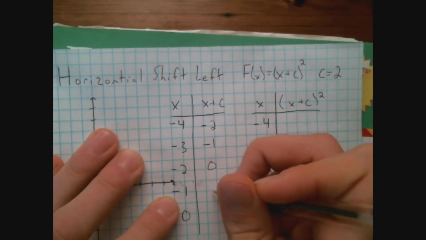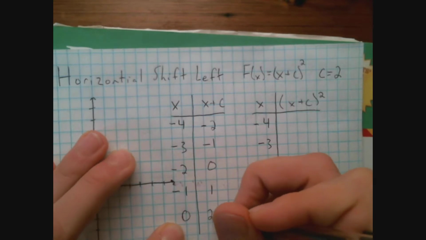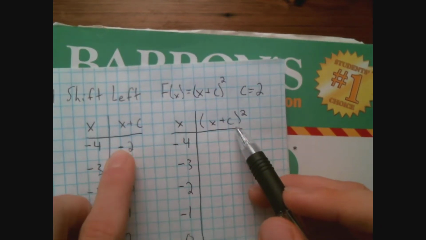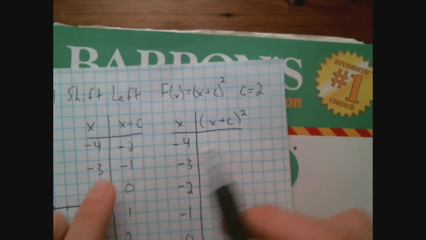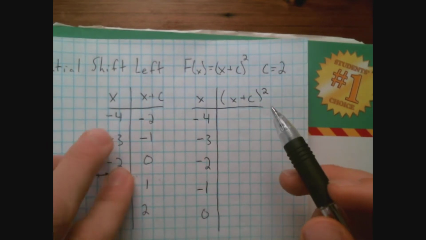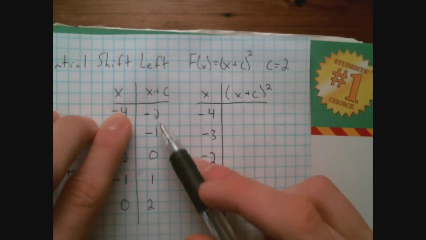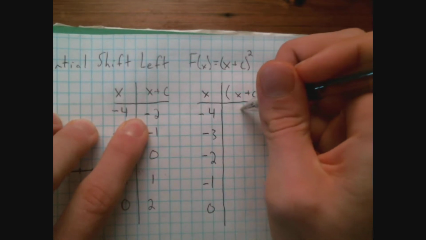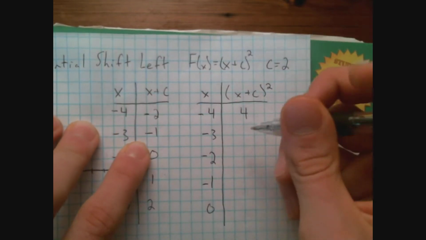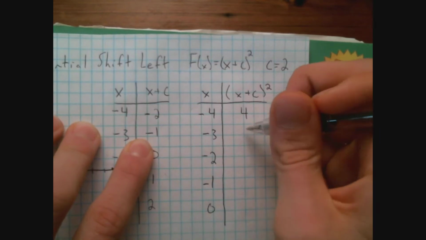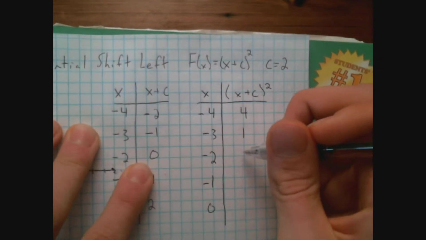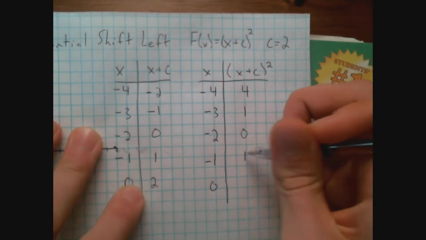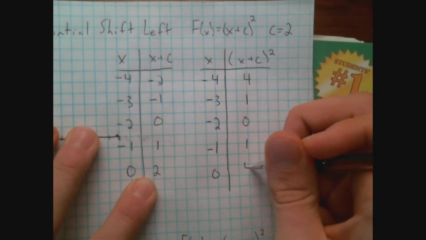0, 1, and 2. Now, here's where these parentheses come in, because it's saying to square x plus c, what we just added together. So, we're just going to take each of these numbers and square them. So, negative 2 squared is positive 4. Negative 1 squared is 1. 0 squared is 0. 1 squared is 1. And 2 squared is 4.